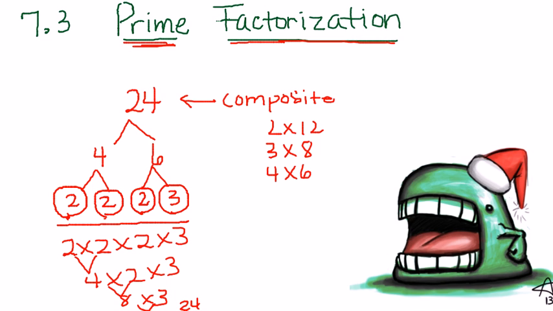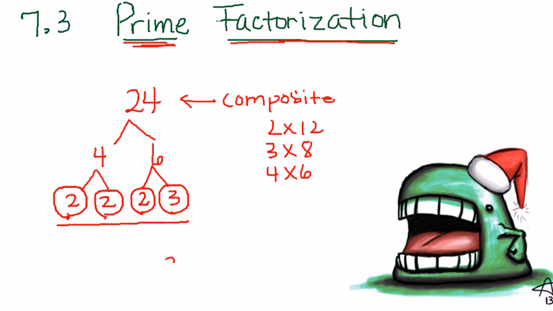Now, there is a special way that you have to write this, though, and it's called the prime factorization form, and it basically involves writing the numbers in increasing order. So we would start with the 2's, but how many 2's do we have? We have 2, 2, 2. So that's 2 times 2 times 2, and then times 3.